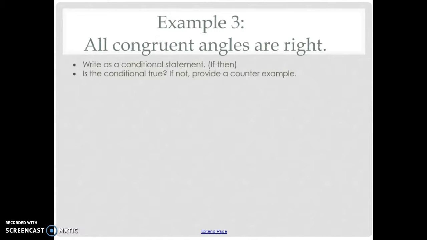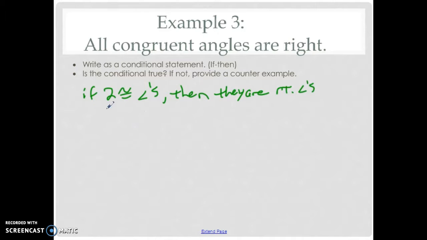All congruent angles are right. So that's the inverse of what we just did. Our conditional statement is if two congruent angles, then those two angles have to be right angles. So it's an if-then statement. It's a correct conditional, but is the conditional actually true? So if I draw two congruent angles, like this one that's 40 degrees, and this one here that's 40 degrees, are they actually right angles? So is the conditional true?